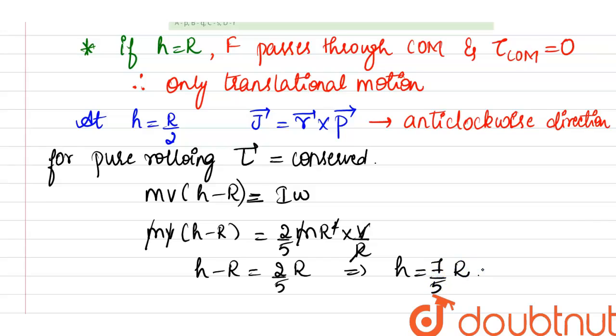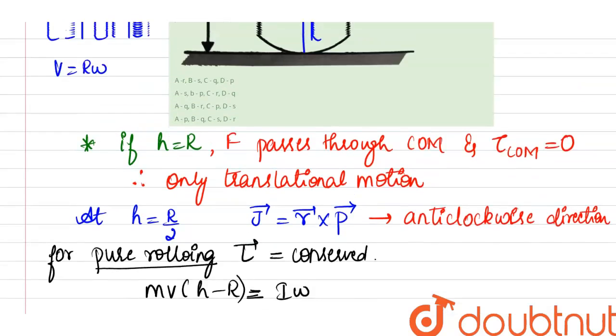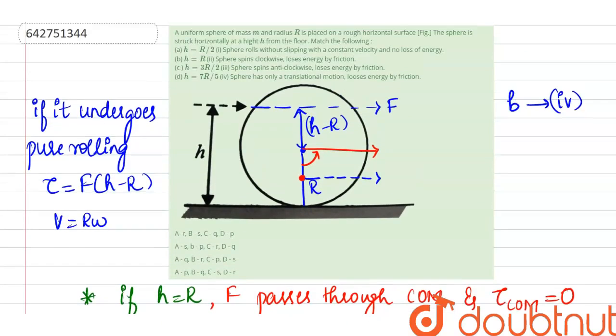So when h is equal to 7 by 5 r, what will happen? The sphere will roll without slipping, and there is no loss in energy because angular momentum is conserved. What can we conclude from this? When h is equal to 7r by 5, the sphere rolls without slipping with a constant velocity and no loss of energy. So D is associated with 1.